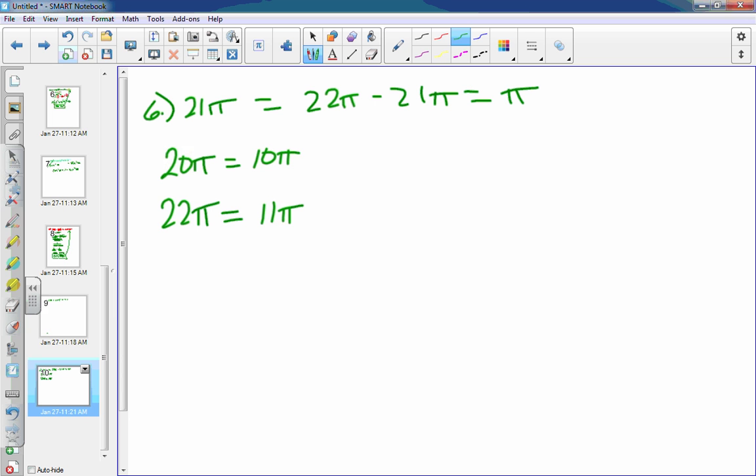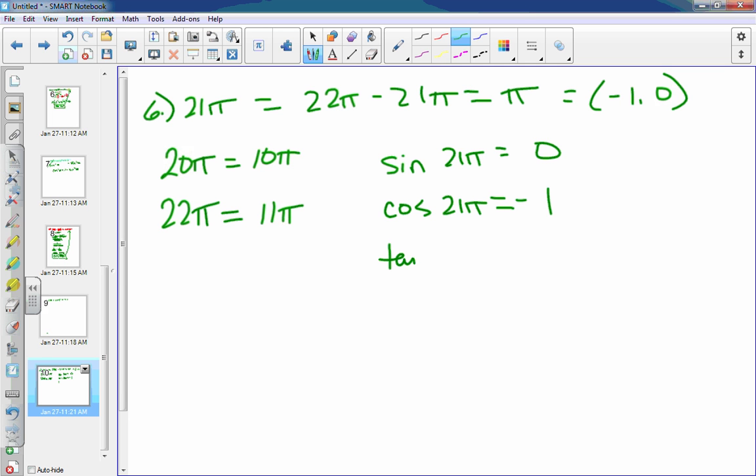Pi units lands me at this ordered pair what? -1, 0. Agree? So if I'm at -1, 0, the sine of 21 pi is going to be 0. The cosine of 21 pi is going to be -1. The tangent of 21 pi is going to be 0 divided by -1, which is 0. The cotangent of 21 pi is going to be what? Undefined. Do we understand that?